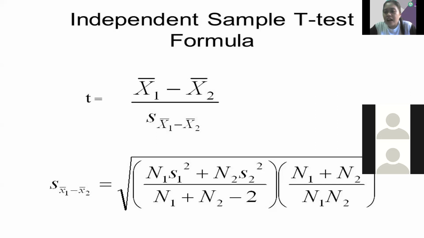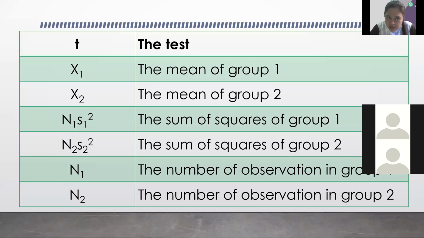So again, it's okay. I'm allowing you to write all the formulas in an index card, together with this one. x1 is the mean of group 1. x2 is the mean of group 2. The n1s1 squared is the sum of squares of group 1. The n2s2 squared is the sum of squares of group 2. And please take note that n1 is the number of observations in group 1, meaning the sample size, and then n2 is the sample size of group 2.